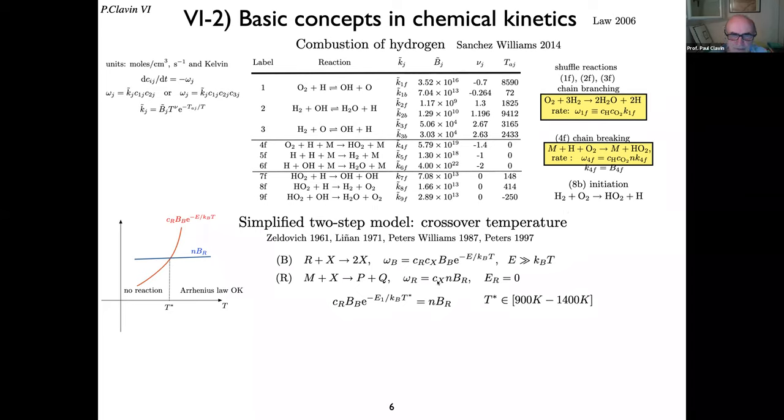And now, a very simple two-step mechanism describing this competition between the chain branching and the chain breaking is this one. Assume that you are decomposing a reactant into product, but in two steps. First, through an intermediate species called X here, which plays the role of the radical H. It is produced by consuming the reactant at a speed which is proportional to the concentration of this intermediate species. So this is what is called a branching reaction.